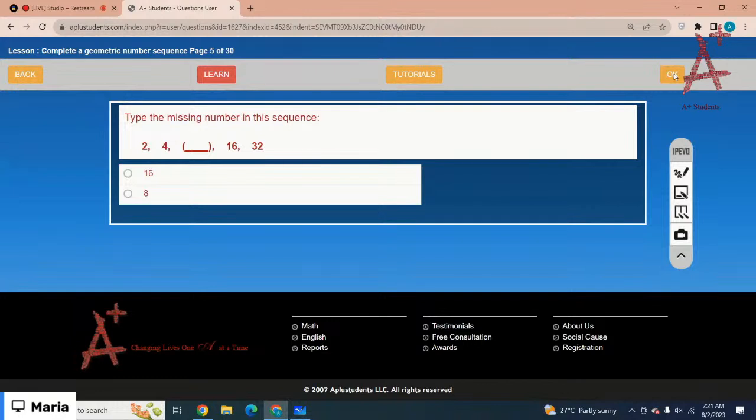Yes, for every next number you have to multiply the previous number by 2. So you have to do 4 times 2 makes 8. So the missing number is 8. Very good.